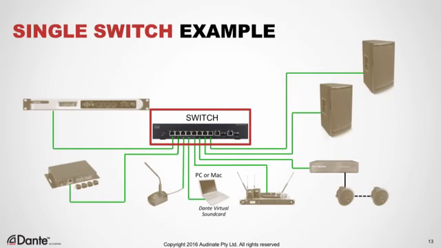The diagram right here is a good example of a star topology in a Dante network. All devices, mics, a DSP, amplifiers, and speakers are all connected to a single switch. The switch is the center of the star to which all devices are connected. Note that the physical connections shown here do not reflect the flow of audio in the system.